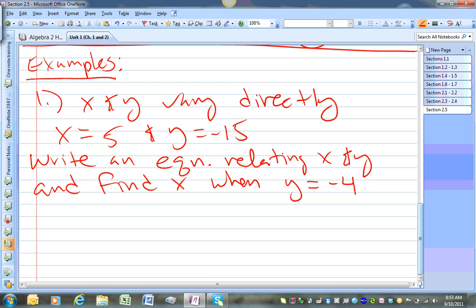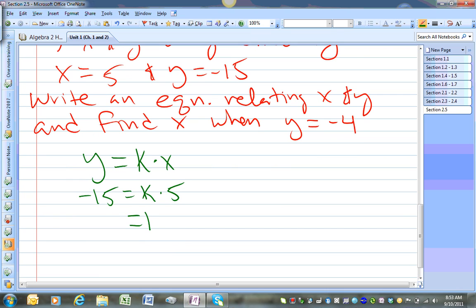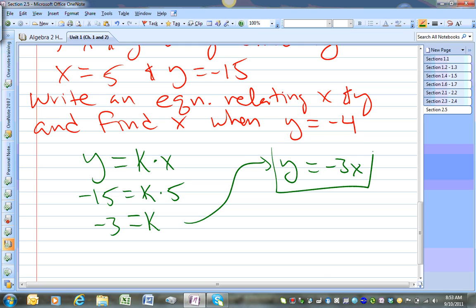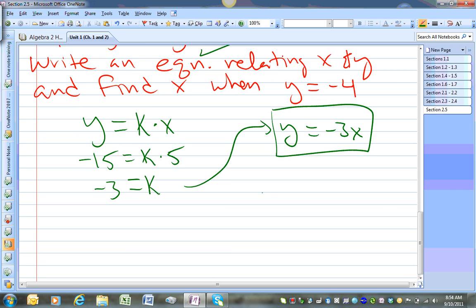Okay, so here's what we do. We use a new color, we use green. Remember, y equals kx. Negative 15 equals k times 5. So very simply, k equals negative 3. So our equation is going to be y equals negative 3x. So we took care of the first part. For the next part, find what x equals when y equals negative 4. When y equals negative 4 equals negative 3x. x equals 4/3.